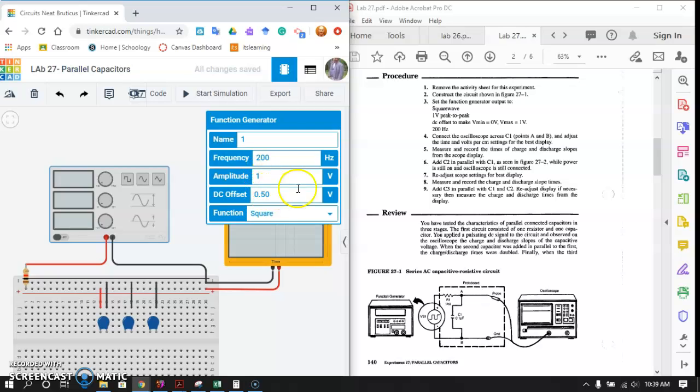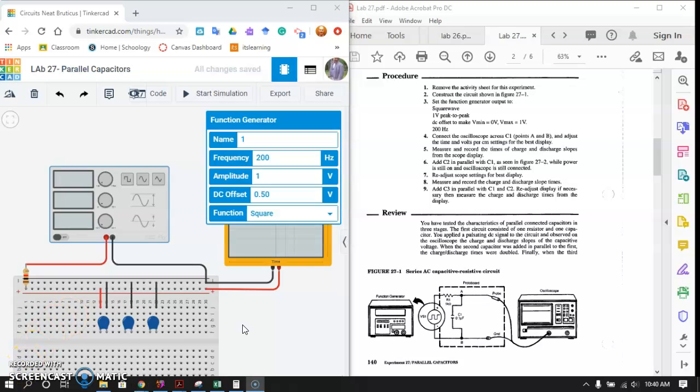In order to achieve 0 volts on the baseline there, we need to set an offset of half of 1. Half of 1 is 0.5 volts. So set your DC offset at half of 1, and that way your baseline will be at 0. Our square wave is the function that we're putting out here in our circuit.